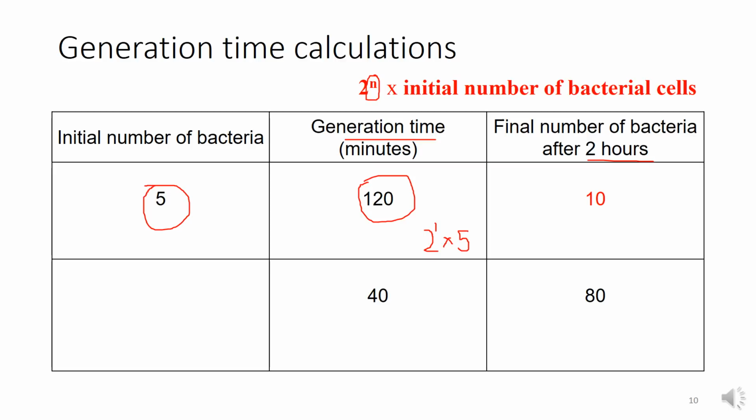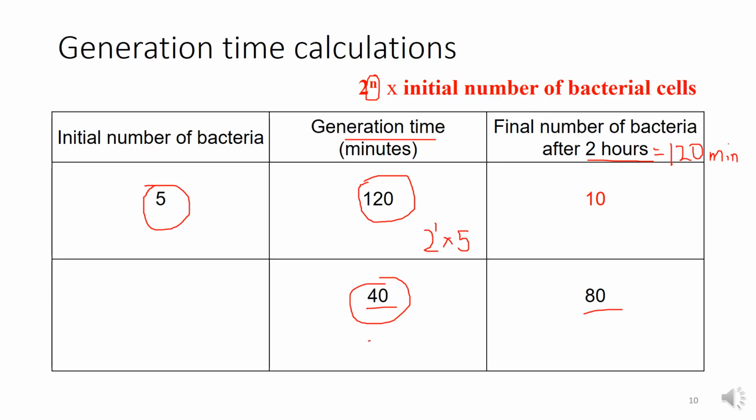Okay, here in the second example, you are given a generation time of 40 minutes, and then you are told that after 2 hours you get 80 cells. So how many cells did you start with? As you know, 2 hours is equal to 120 minutes, right? If the bacteria takes 40 minutes to divide from parent cell to daughter cell, how many 40 minutes are there in 120 minutes? The answer will be 2, right?